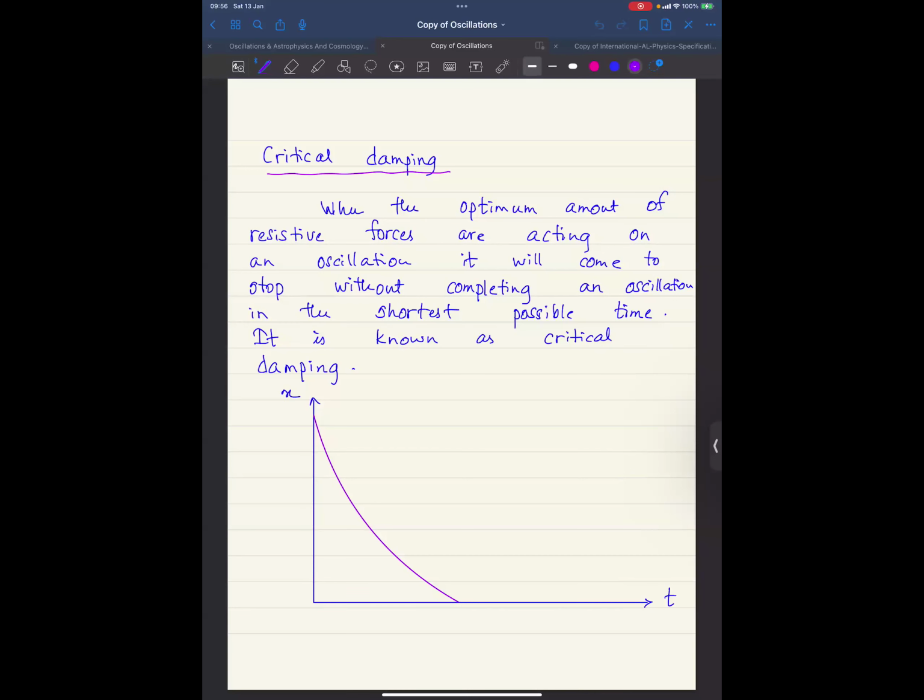So guys, in that case, the displacement will vary with time like this. It won't even complete an oscillation. It'll be brought to zero in a very quick time. Take it down. That's how the graph will be for critical damping.